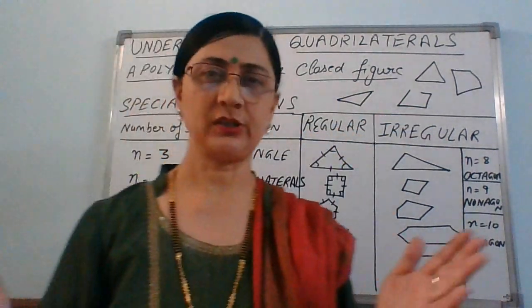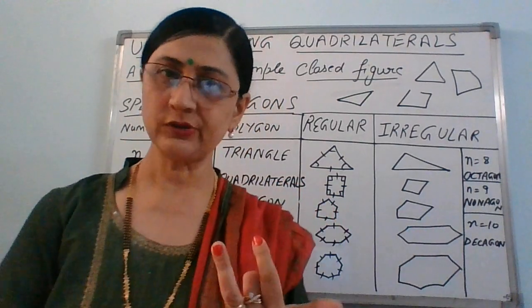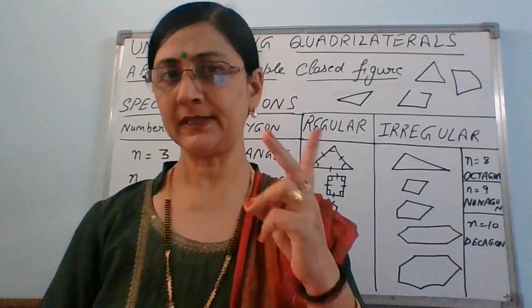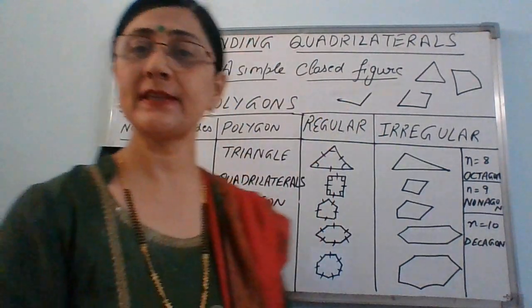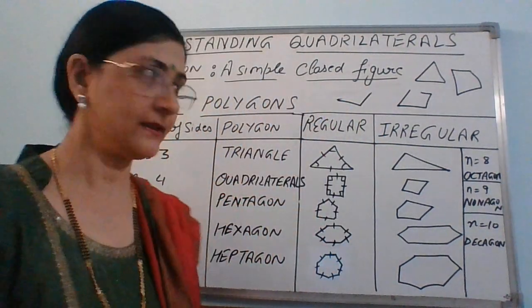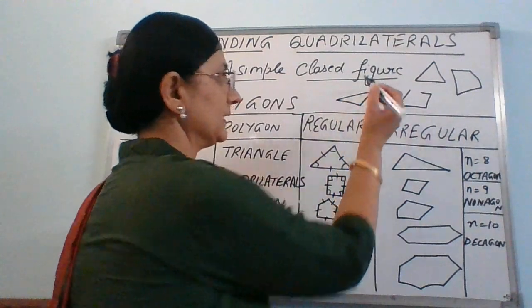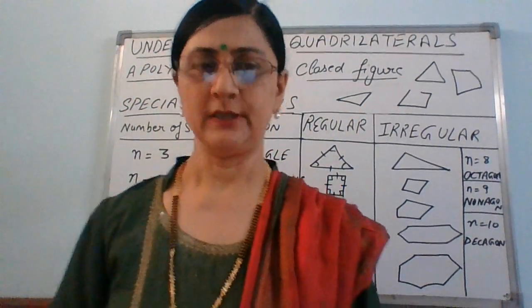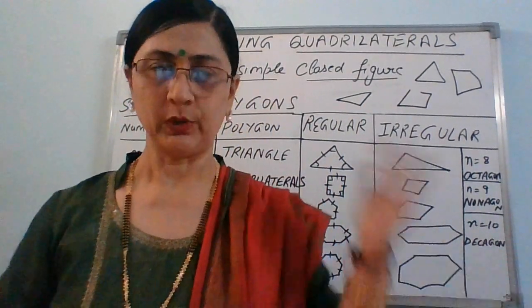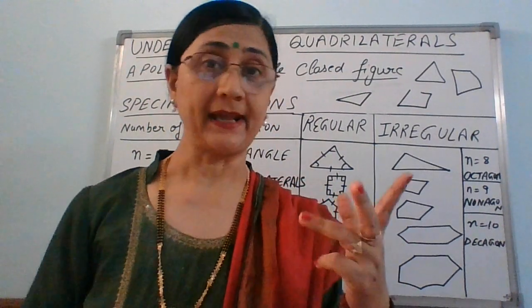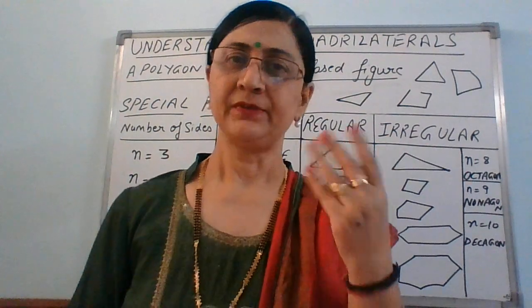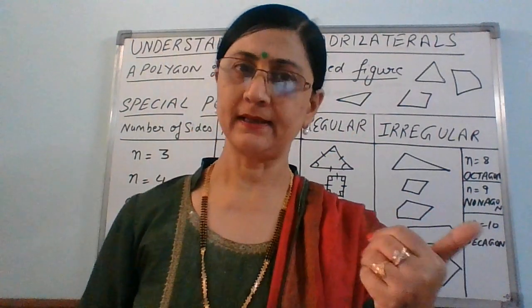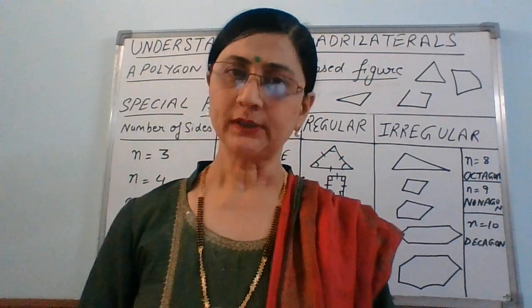So we have some special types of polygons. A polygon starts from 3 sides, because if you make only 2 sides, it is not a closed figure. There should be at least 3 sides to make a polygon. So there are different special types of polygons. Like we have heard about triangles having 3 sides, quadrilaterals 4 sides, right? 5 sides is called pentagon, then hexagon, heptagon, octagon, like that.